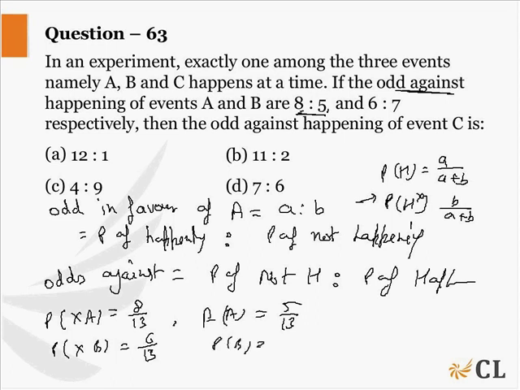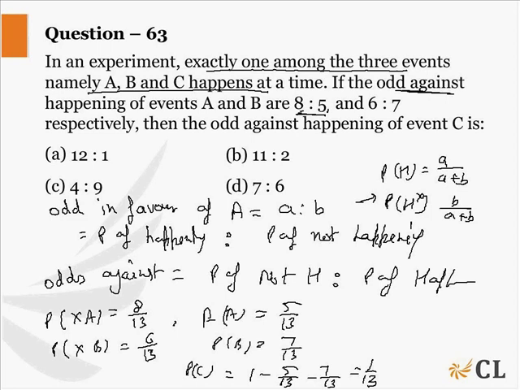And he's saying that exactly one of these three events will happen. Right, that means the summation of the probability would have been 1. So probability of happening C is nothing but 1 minus 5 by 13 minus 7 by 13, which is 1 by 13. So probability of happening is 1 by 13, not happening is 12 by 13. Ratio against will be this ratio, this is nothing but 12 is to 1. Clear all of you?